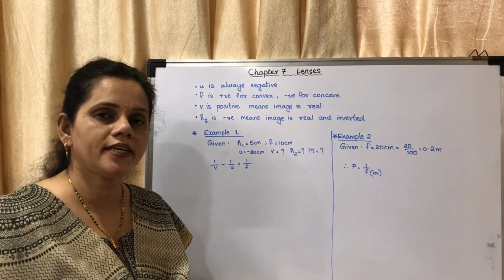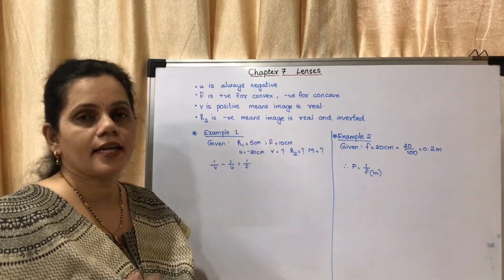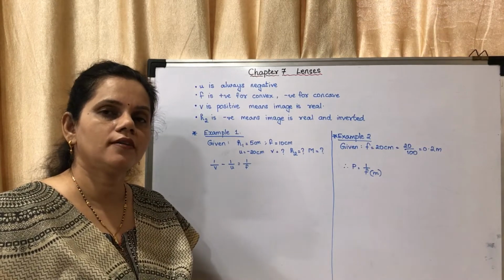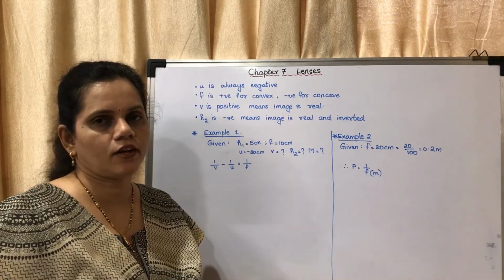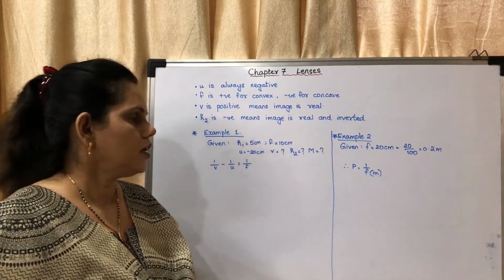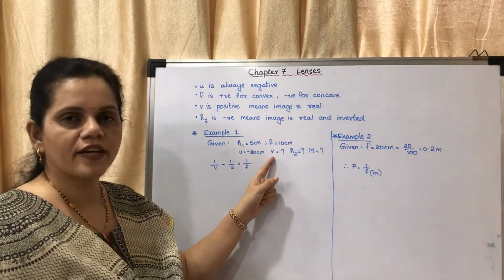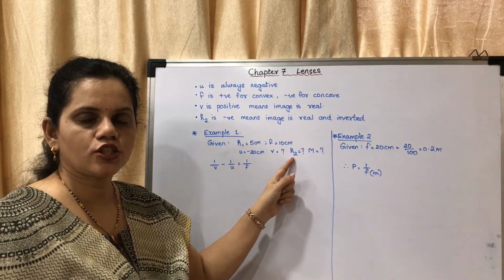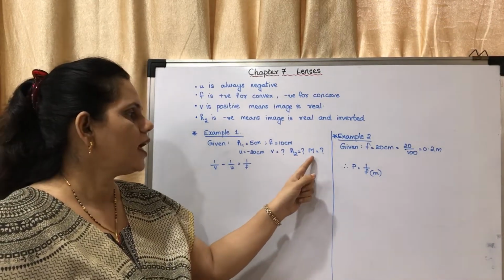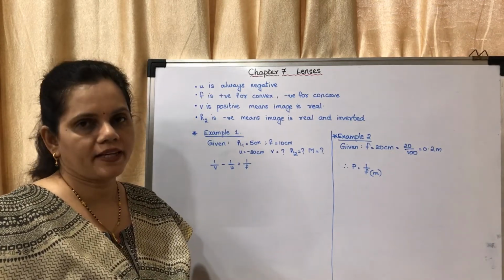Why minus 20? Because U is always negative. Why is U always negative? Because it is always placed towards the left hand side of the optical center. Now what you have to find out? You have to find out V, that is the distance of the image. You have to find out H2, that is the height of the image, and you have to find out the magnification.